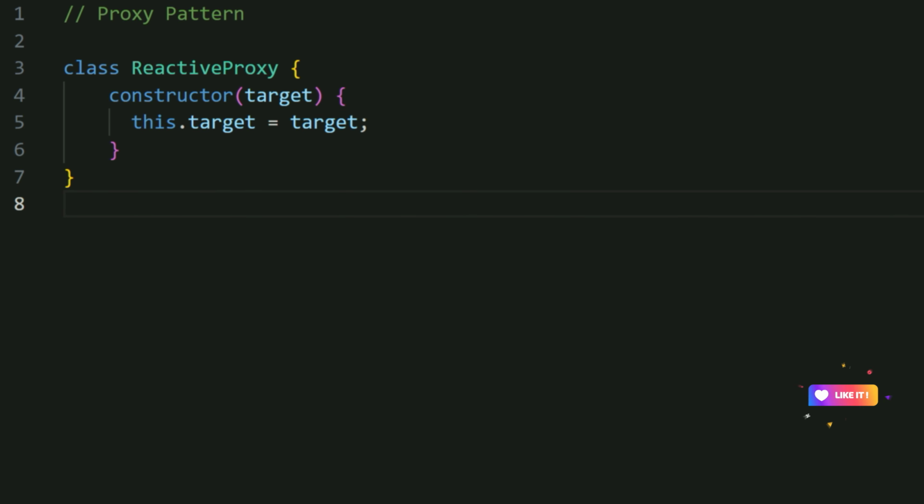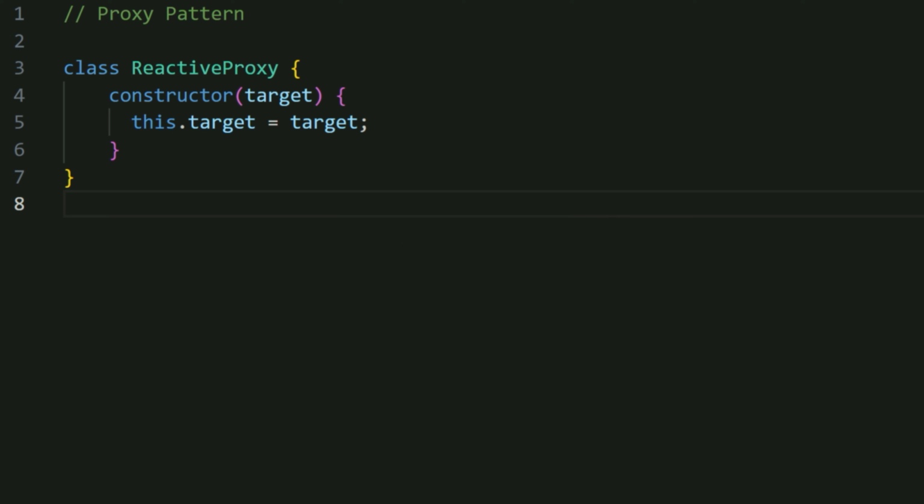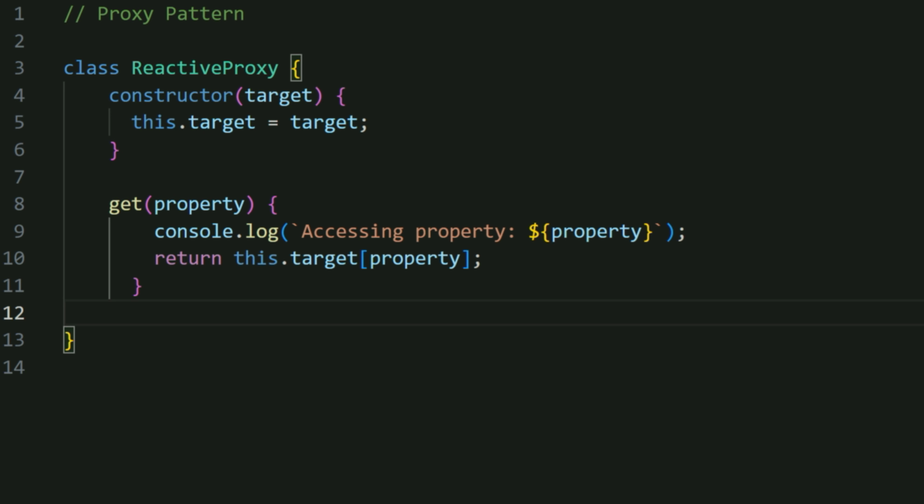Now let's delve into the proxy pattern. This pattern involves creating a surrogate or placeholder for another object to control access to it. The proxy serves as an intermediary, allowing additional functionality to be implemented when accessing the original object. In the JavaScript example, a reactive proxy is introduced to showcase the concept. Proxies are commonly used for scenarios like lazy loading, access control, or performance optimization.